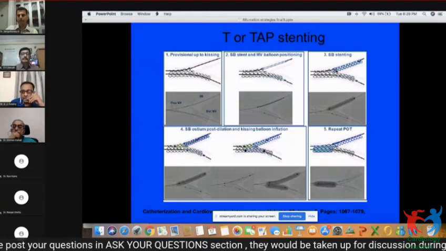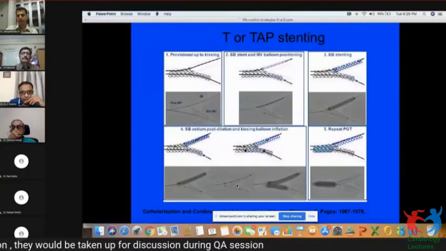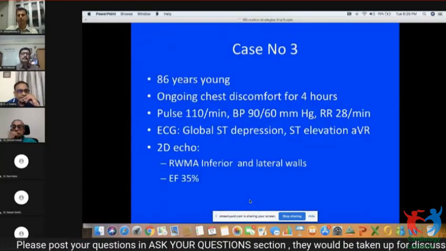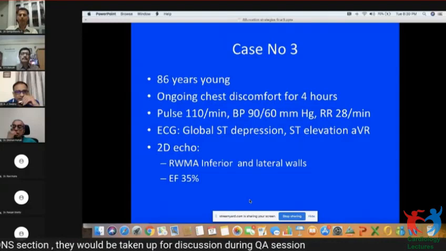As one looks at the bottom screen here, the second screen, you can still see that there is some neocarina, but it is minimized. The more distal one is able to cross, the lesser the neocarina, and the better our long-term results. So this is an 86 years young man undergoing chest discomfort for 4 hours, with borderline pressures, global ST depression and ST elevation in AVR with severe LV dysfunction. And this is what his angiogram showed us.